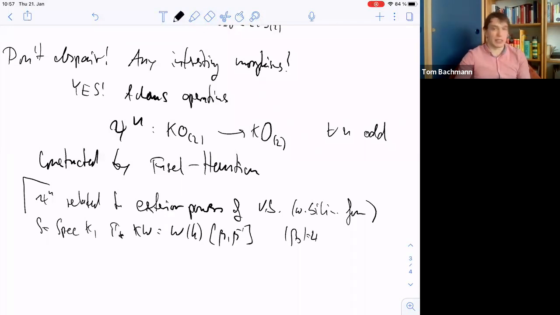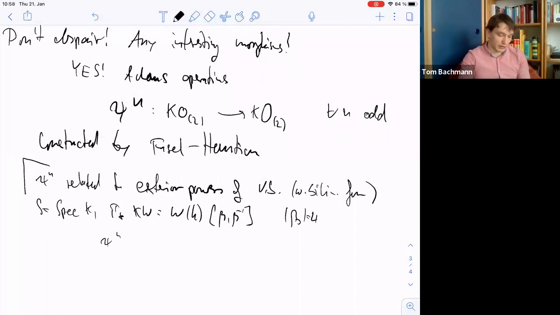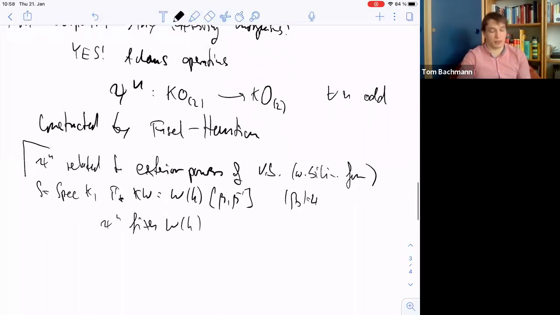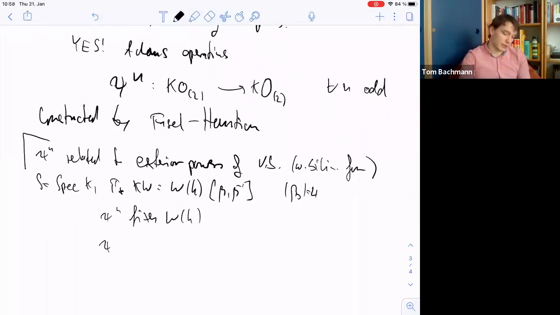And then what does psi n do? It turns out that psi n is the identity on the Witt ring, so it doesn't do anything. So psi n fixes W of K. Then you need to know what it does with beta, because it's a ring homomorphism. And psi n of beta, it turns out, is n squared times beta.